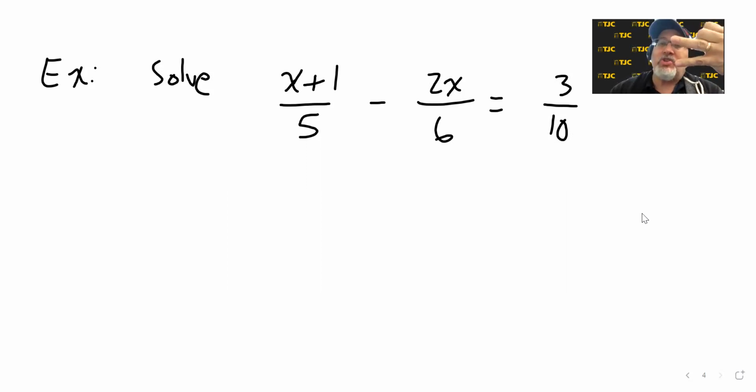That means 2 things. Number 1, no restrictions. There's no x's in the denominator, so no value of x could accidentally make a denominator equal to 0. And number 2, when I'm multiplying, I need to think about just numbers. All right, so let's see what happens here.